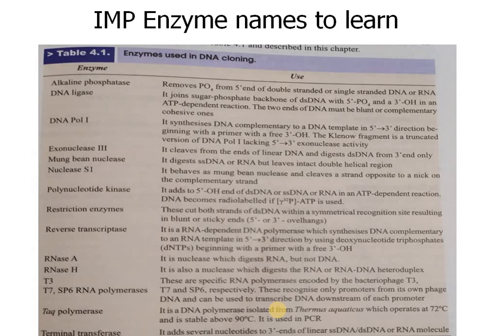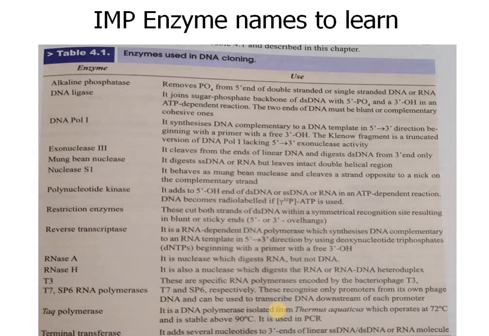So here are a few different enzymes used in DNA cloning. Enzymes used in DNA cloning. First, alkaline phosphatase. It is responsible for removal of the phosphate group from the 5' end of double-stranded DNA or RNA.